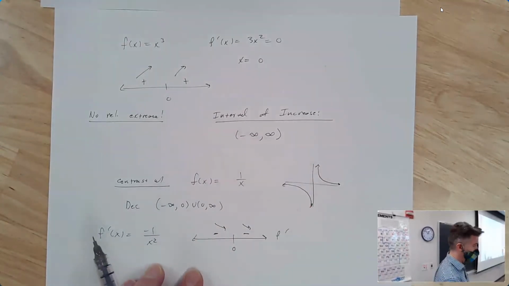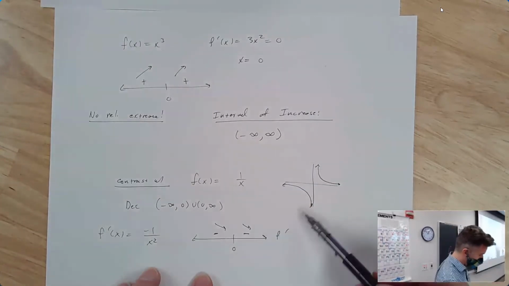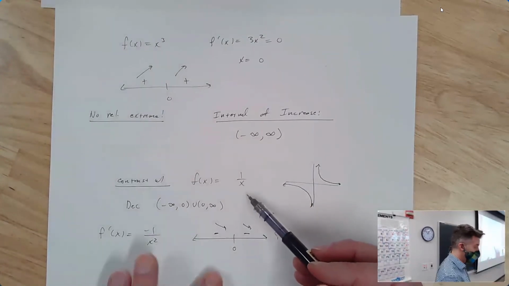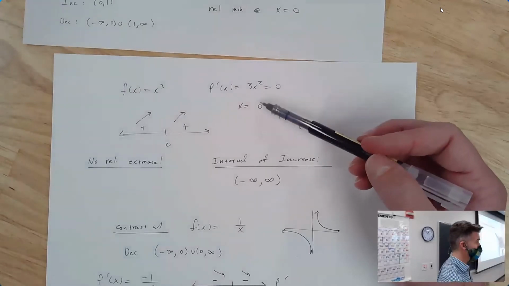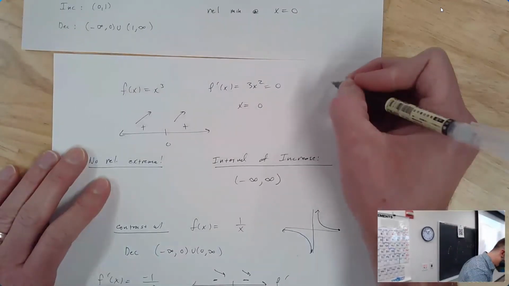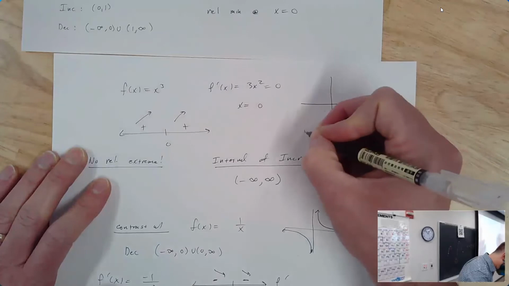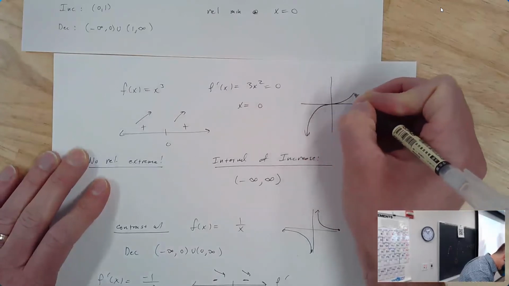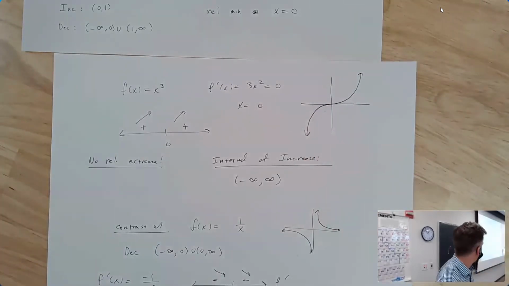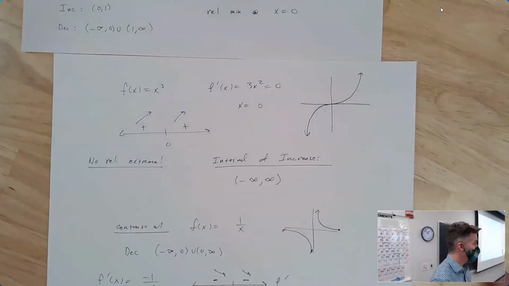Well, it's literally because of how the function is, right? In this function, the function is undefined at 0, whereas this function is defined at 0. And if you think about the graph of this one, that function is increasing everywhere.